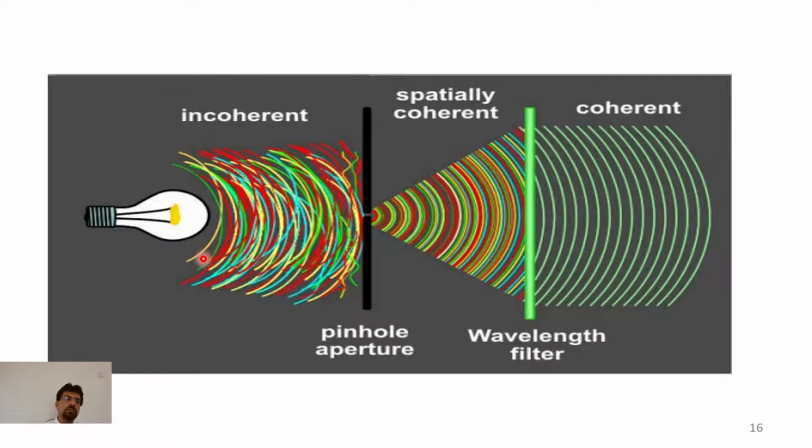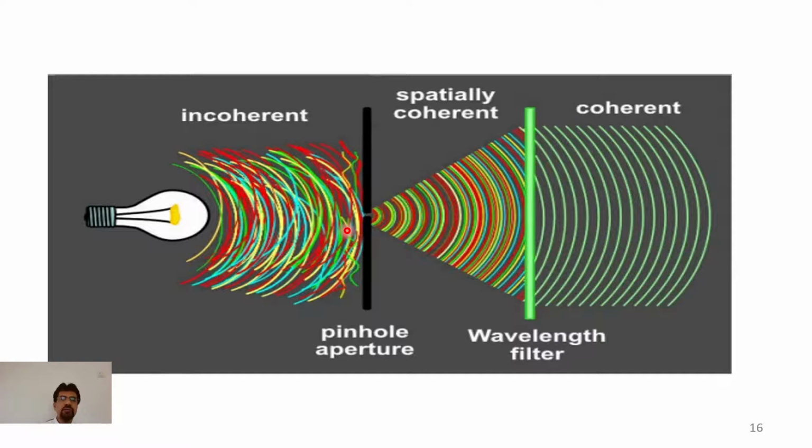See here, this is an ordinary source of light, say a bulb, which emits radiation in different directions. Now if we pass this radiation through a pinhole aperture, we can see the wave propagating after the pinhole aperture. These propagating waves are spatially coherent. If these waves are passed through a wave filter, we can observe that all these waves are in the same phase, and due to that these waves are known as the coherent type of waves.